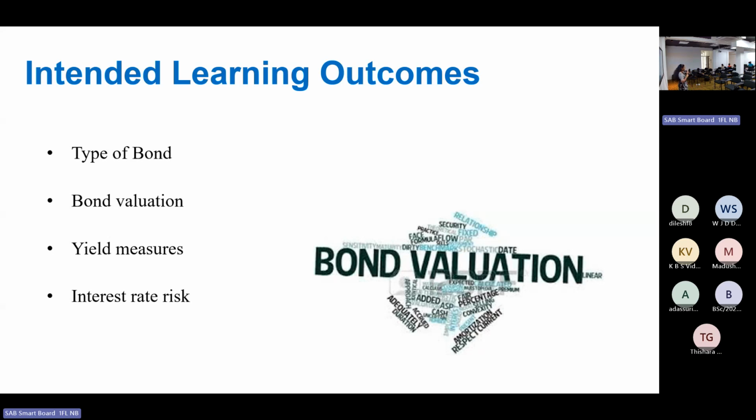So we first identify the type of bond. Based on the type of bond, the valuation technique may be different. Then we are going to value the bonds with the identification of the type of bond. And then we have to identify the yield measures. Yield, in a sense, means return measures: current yield and yield to maturity. Last, we have to consider the current interest rate and the bond prices, and how the current interest rate and the bond prices are interrelated with each other. So this is the outline of the lesson.